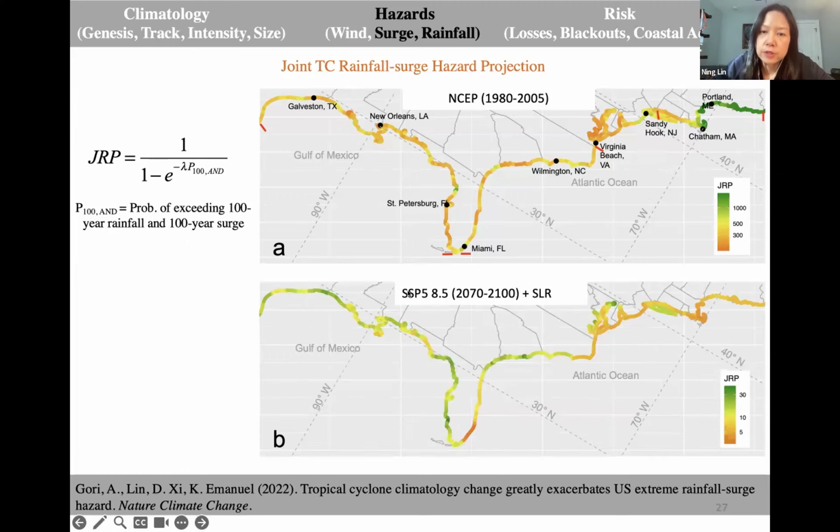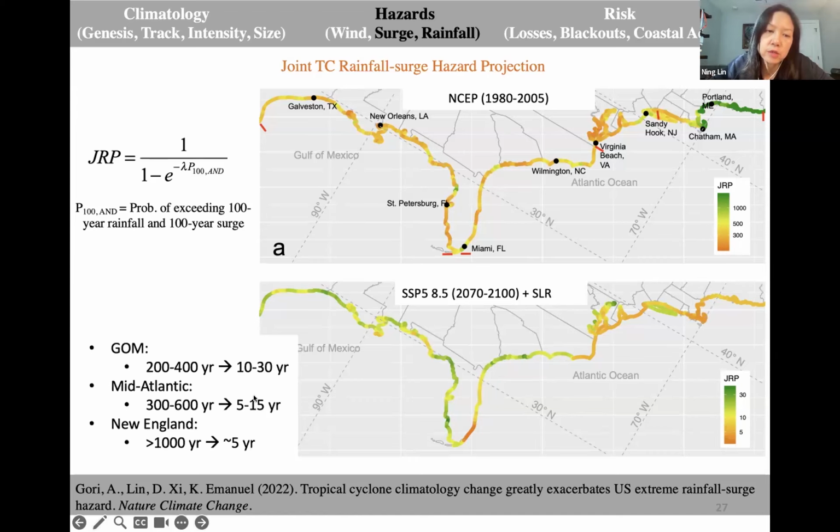But if we consider climate change with a high emission scenario by the end of the century plus sea level rise, the risk will be greatly increased. You can see the different scale here. Specifically for the Gulf of Mexico, this kind of event will happen every 200 to 400 years in the historical climate, and every 10 to 30 years in the future climate. And Mid-Atlantic, 300 to 600 years, will change to 5 to 15 years. For New England, which is very unlikely with a 1,000-year return level at the current or historical condition, it will become a 5-year event.